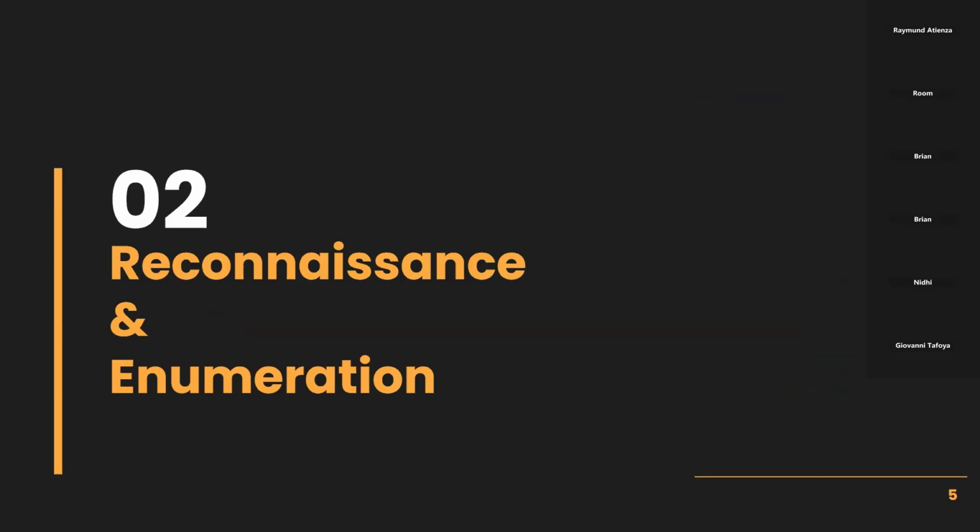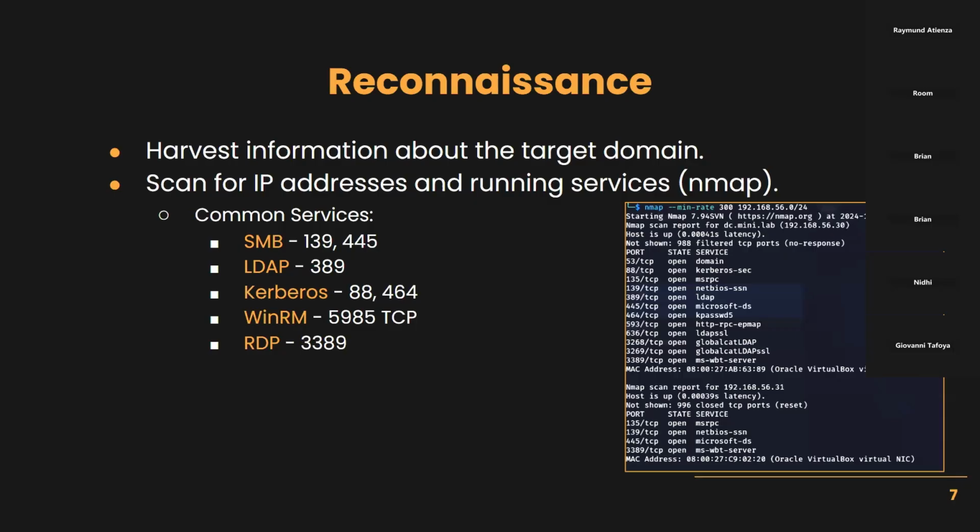Okay, now we're going to go to reconnaissance and enumeration. So reconnaissance, in terms of scanning for the Windows environments themselves, is basically harvesting information about the target domain or the groups of devices in a network. You can achieve this by running an Nmap scan on a network.